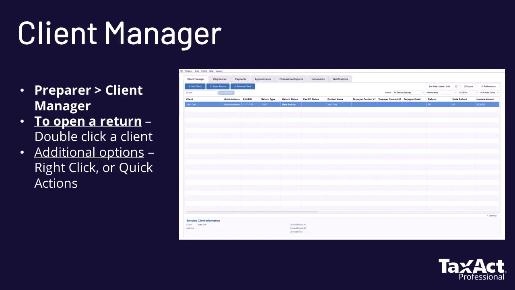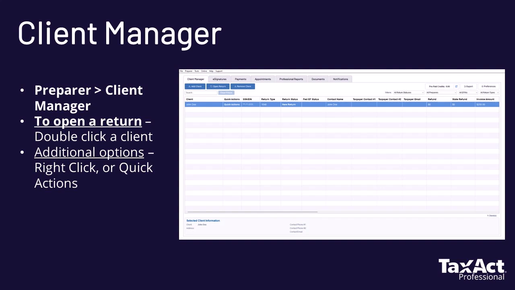To access Client Manager, after the initial setup process, click Prepare and then Client Manager. To add or edit client returns in the Client Manager, click the client. To open a return, double-click on the client's name. We can access additional menu items by right-clicking on the client or by pressing the Quick Actions button next to the client's name. Now, we'll explore how to add a client and the associated return.